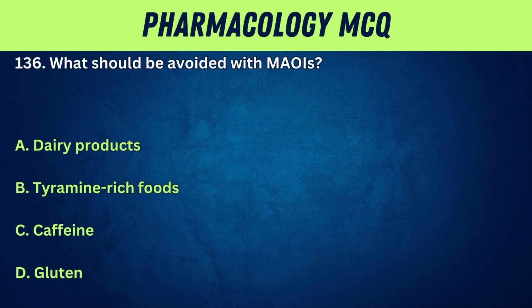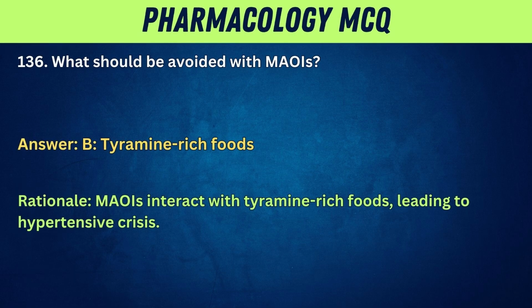136. What should be avoided with MAOIs? A. Omeprazole. B. Tyramine-rich foods. C. Caffeine. D. Gluten. Answer: B. Tyramine-rich foods. Rationale: MAOIs interact with tyramine-rich foods, leading to hypertensive crisis.